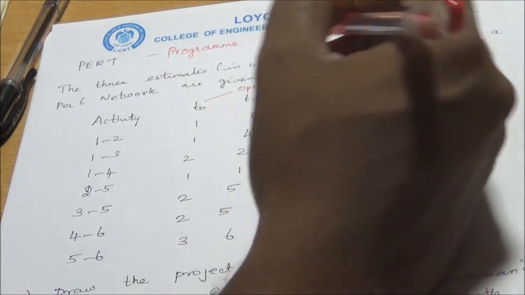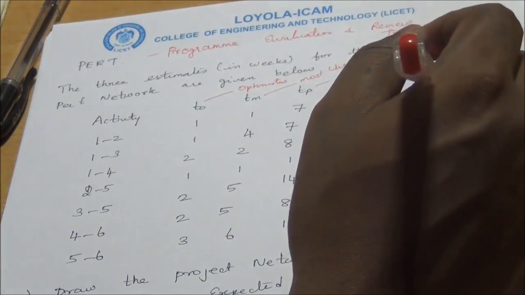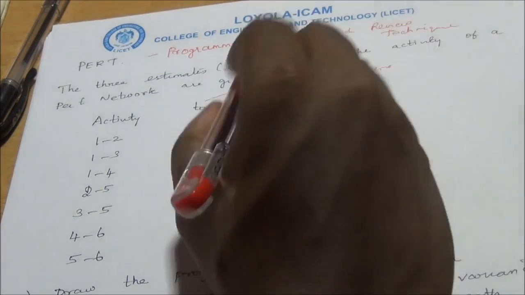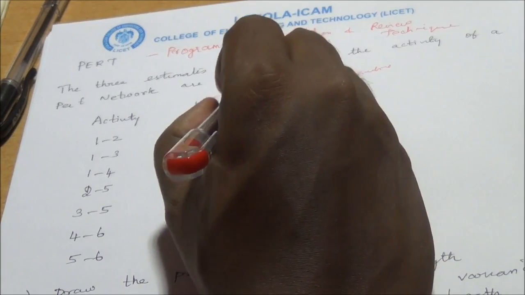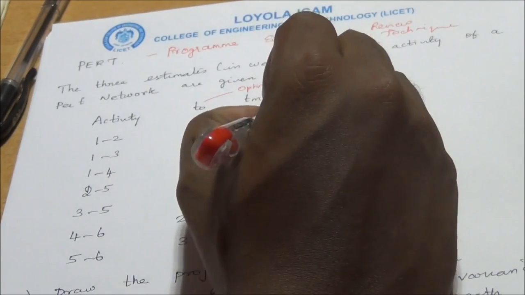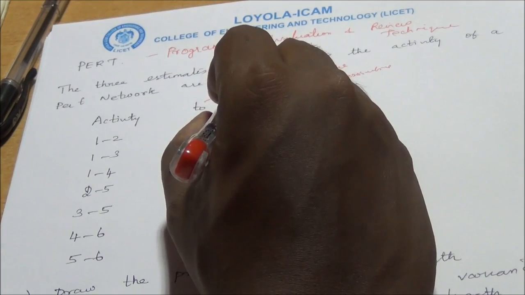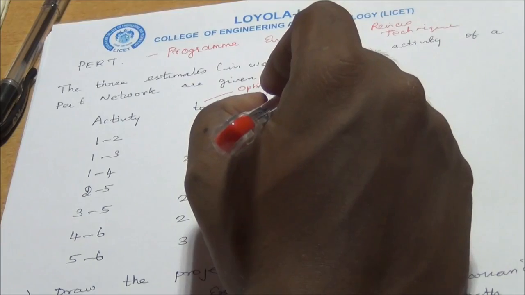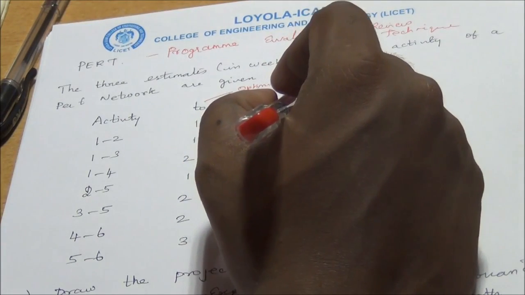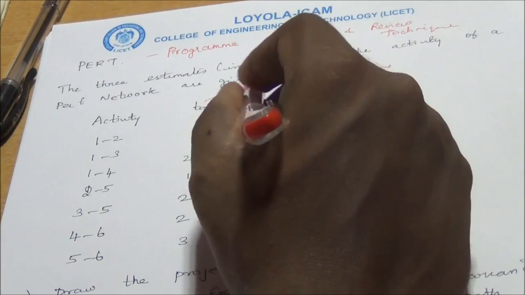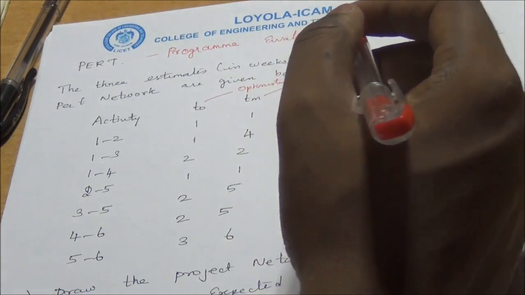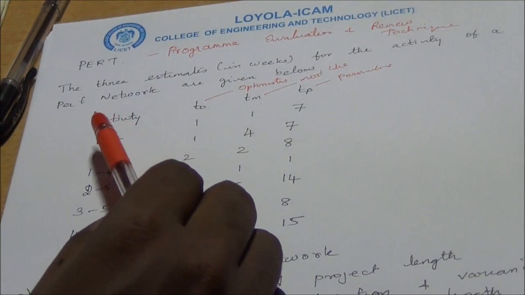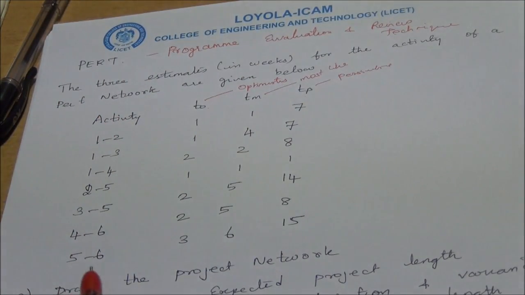And most likely time is the time an activity will take if executed under normal conditions, a modal value, in between TO and TP. So optimistic time is if everything goes well, and if everything does not go well, it is pessimistic time. In between we have TM. They will give values like this in the question itself, and we have to identify them.